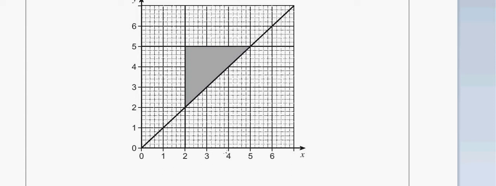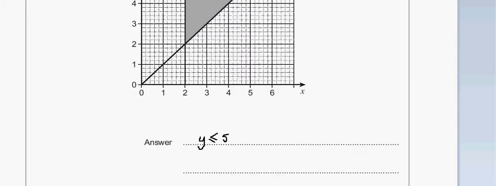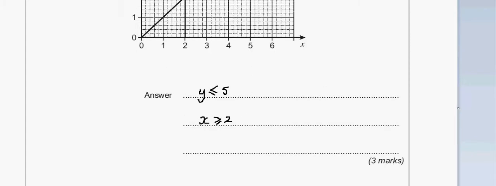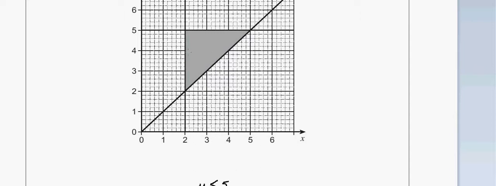Now we go to the x, and we're seeing here that the shaded area is to the right of the 2. Okay, and it's a solid line, so we can say that x is more than or equal to 2. Because this is shaded to the right, so where x is 2, 3, 4, 5, it's in that area.